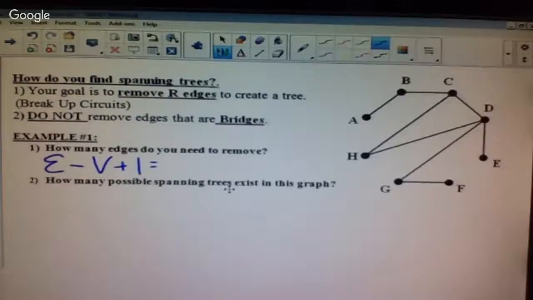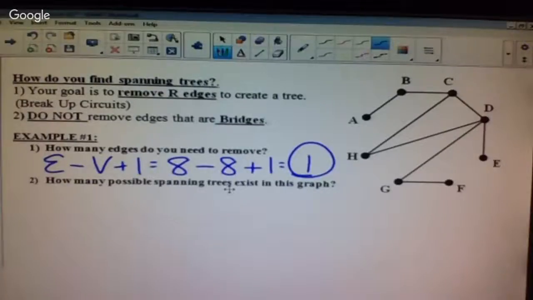How many edges do I have right now? 1, 2, 3, 4, 5, 6, 7, 8. I have 8 vertices. How many edges? 1, 2, 3, 4, 5, 6, 7, 8 edges. Okay, I have 8 edges minus 8 vertices plus 1. What do you get? It's 1. Okay, so according to my redundancy formula, I need to remove 1 edge.